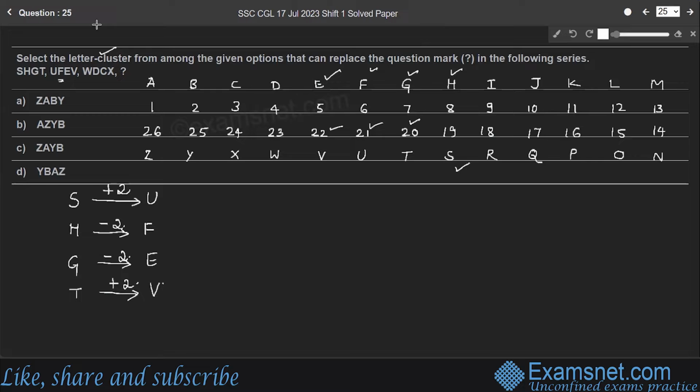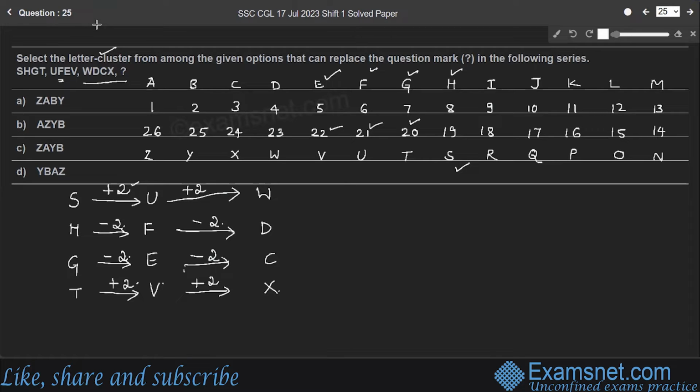So to get the first letter of the next cluster, add 2. To get the second letter, subtract 2. To get the third letter, subtract 2. To get the fourth letter, add 2. This is the logic. Therefore, to get the next letter cluster, add 2 to the first letter, U plus 2 gives 23, which is W, right? Next, F minus 2 is D. 6 minus 2 is 4. Again, subtract 2. E minus 2 is C. And V plus 2, 24, which is X.